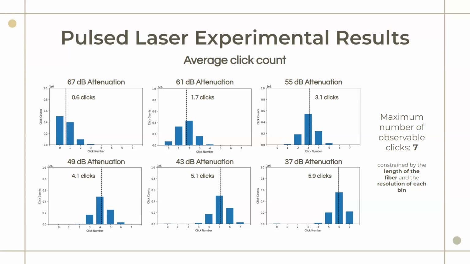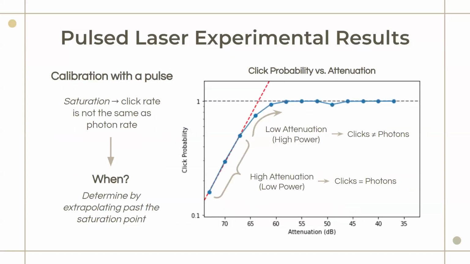However, another thing to note is that the photon number is not always the same as the click number. And so how do we know when we've crossed that threshold? And so we can reference our control data. So the click probability versus attenuation can help us clue into what the photon probability would be past saturation. And so the click probability versus attenuation at low power are linearly proportionate to one another.